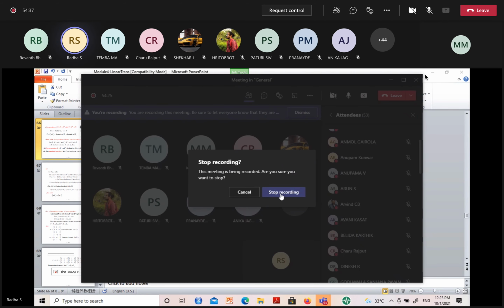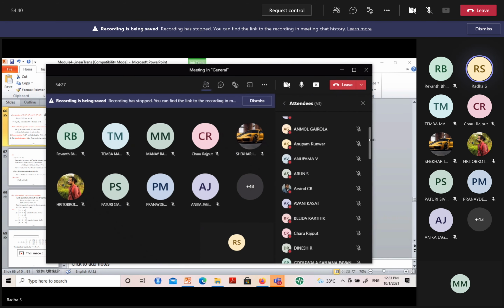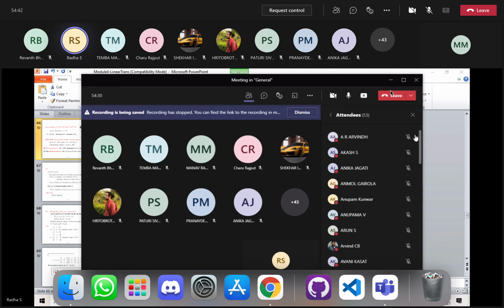Okay. So, linear transformation is there, but whether it is direct or not, that you have to tell. So only why 53 attendees today?